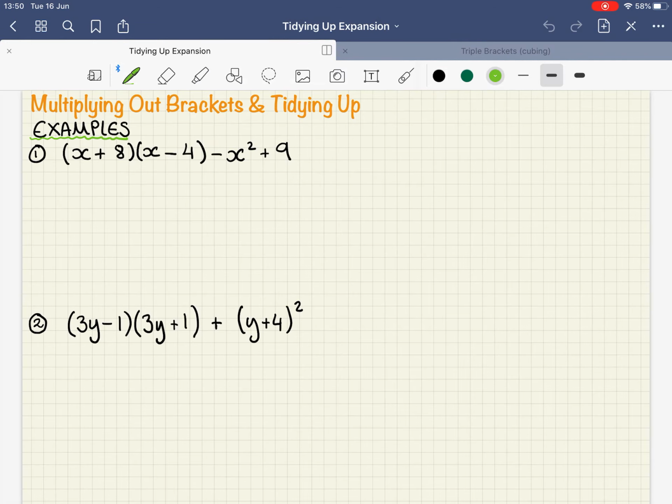Okay, so in this video we're looking at the next bit of multiplying out brackets. This is where I'm going to have a lot more going on and I'm going to have to do a fair bit of tidying up. Now, the main error that occurs with the tidying up is issues when dealing with our positives and our negatives.